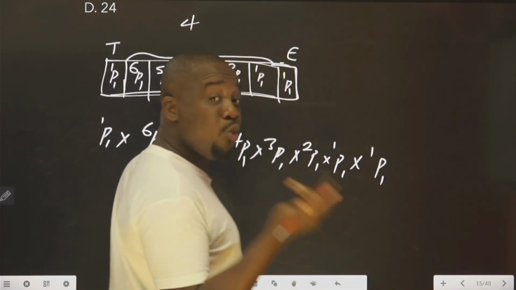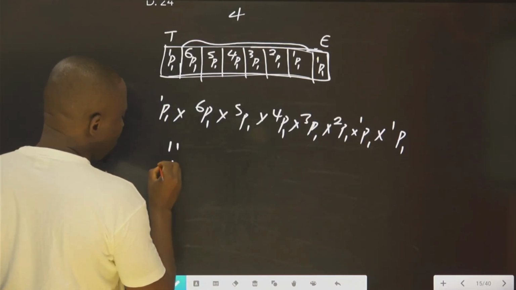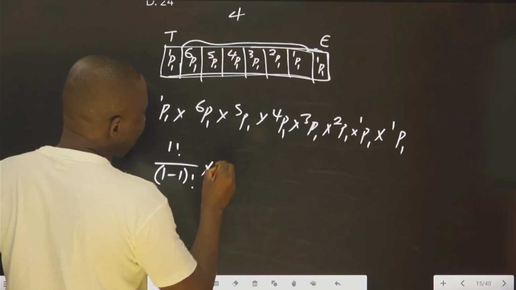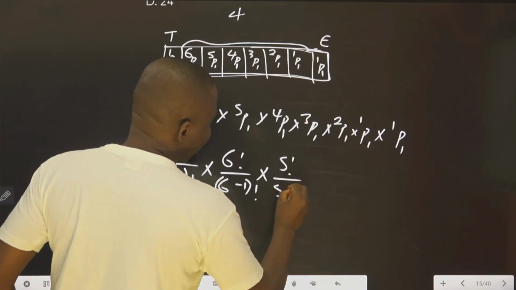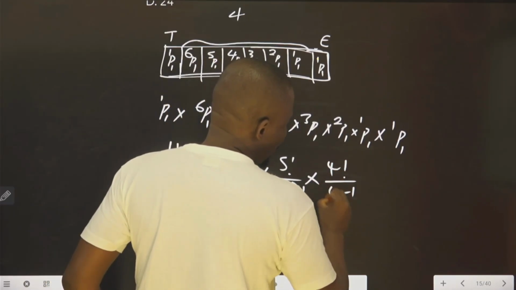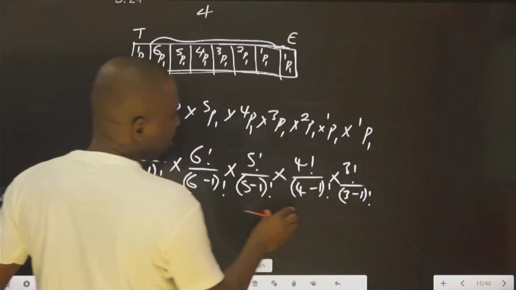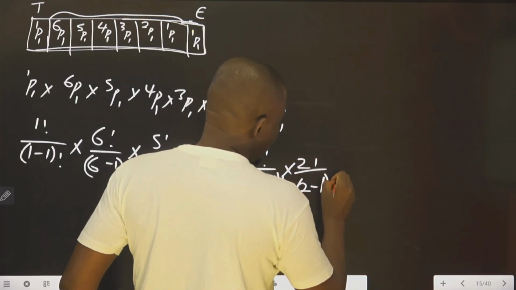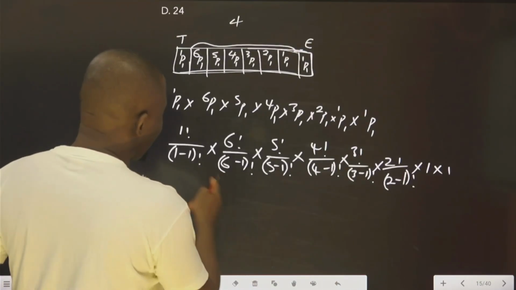Okay? The one I used before is a shortcut, okay? Now, you agree with me, this means 1 factorial over 1 minus 1 factorial. Multiply by 6 factorial over 6 minus 1 factorial. Multiply by 5 factorial over 5 minus 1 factorial. 4 factorial over 4 minus 1 factorial. 3 factorial over 3 minus 1 factorial. Okay, 2 factorial over 2 minus 1 factorial. This one is 1 factorial, 1 factorial, so no need to waste our time, okay? Just like this first one.